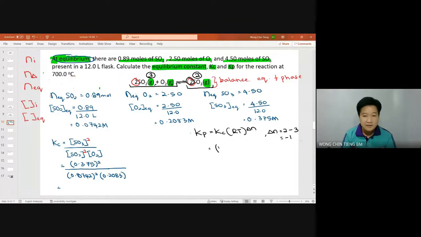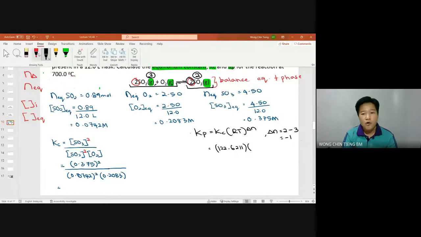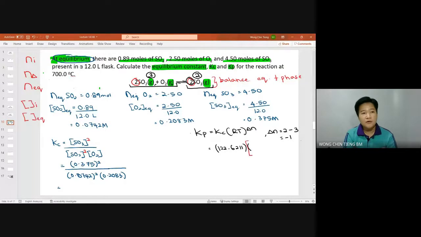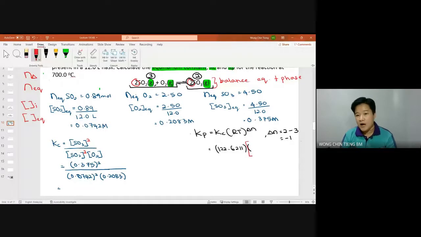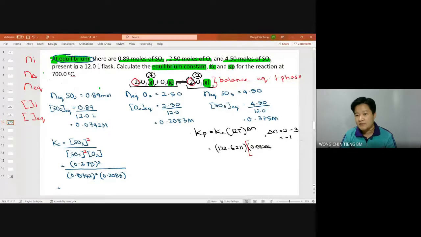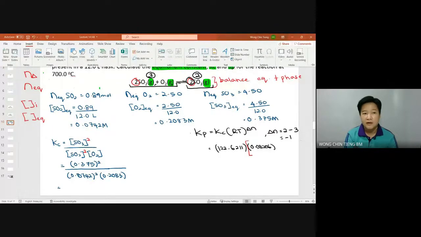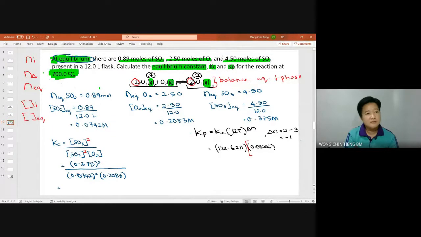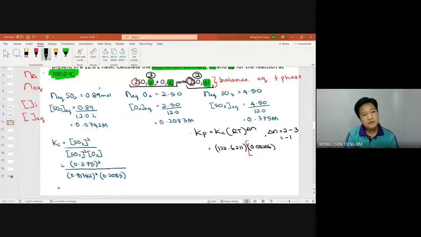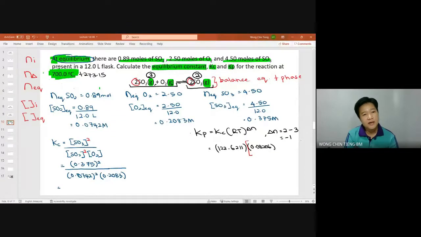And if I'm not mistaken, it's a 1226211. That is my KC. Okay. And look at the way that I draw my bracket. Look at the way that I put down my value. My R is a 0.08206. My temperature today is 700 degrees Celsius. Changing your degree Celsius to Kelvin, of course. 700 plus 273.15, so you got 973.15. So you have your 973.15 Kelvin, and look at the bracket.